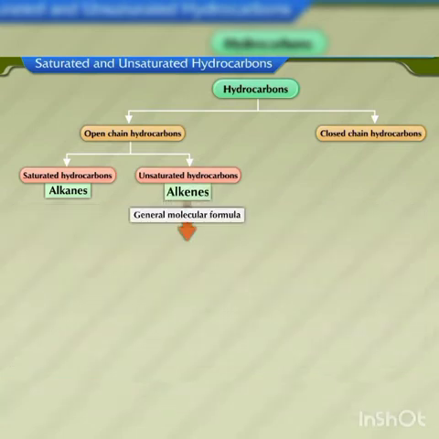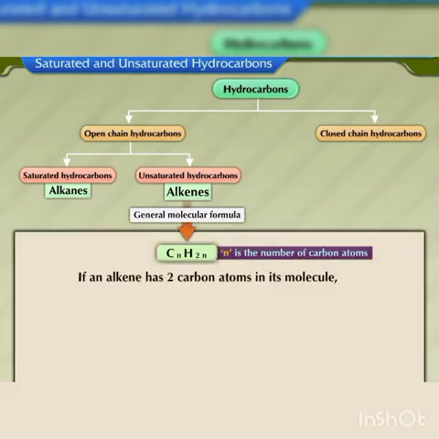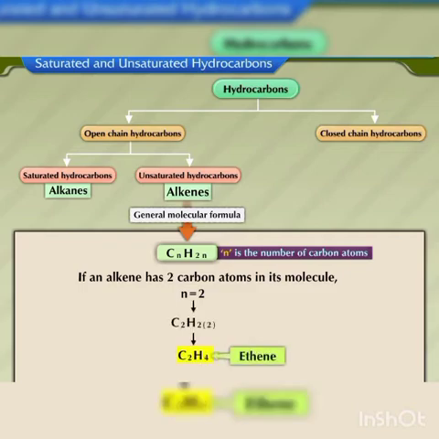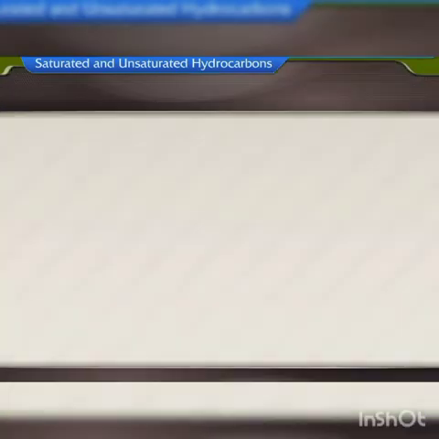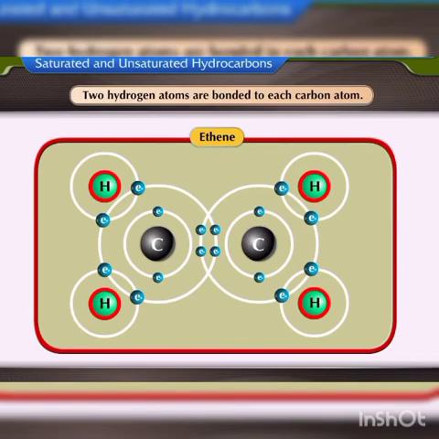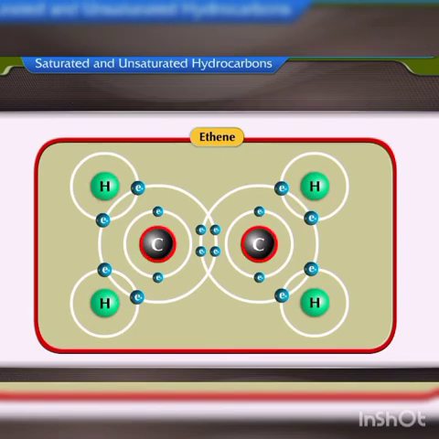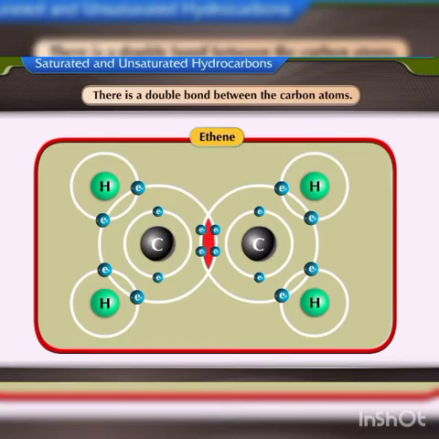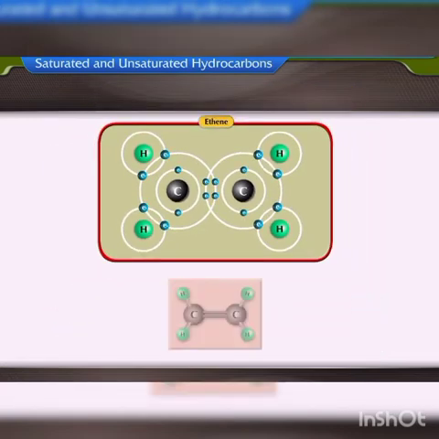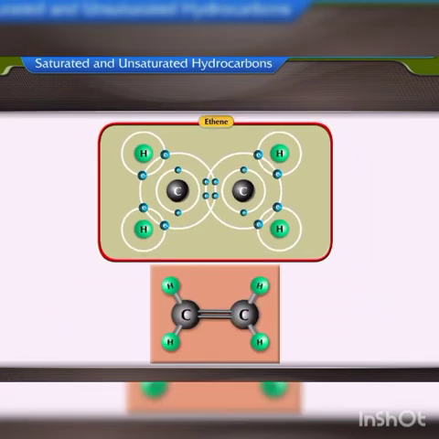The general molecular formula for an alkene is CnH2n. If an alkene has 2 carbon atoms in its molecule, then the value of n is 2 and its molecular formula is C2H4, which is ethene. 2 hydrogen atoms are bonded to each carbon atom. The valencies of each of the carbon atoms is satisfied only if there is a double bond between the carbon atoms. Hence, ethene is written as CH2=CH2.